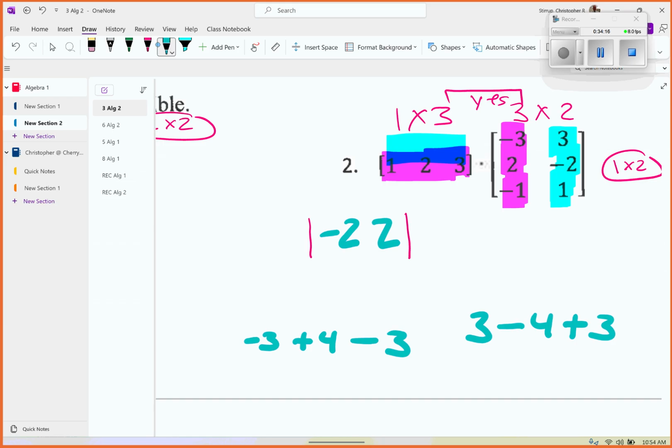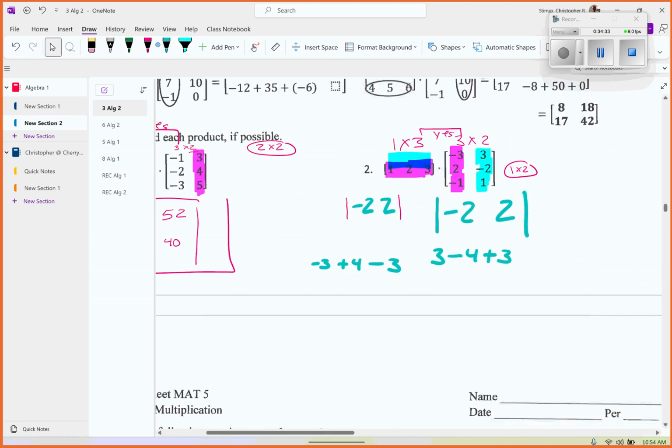So here's where you have to be okay with writing stuff down. Okay, so your answer for this one is literally negative 2, 2. That is your 1 row, 2 column matrix.